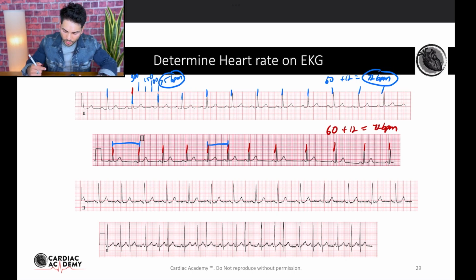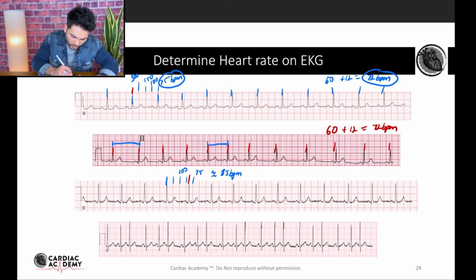Right, great. Let's do the third one. We look at the rhythm, it looks regular, so we can use either or both methods. So let's do the first one. We look for a QRS that kind of falls in a big line right here. We count 300, 150, 100, and 75. It kind of falls in between. So it's between 100 here and 75. So we could just estimate approximately 85 beats per minute. We can also just count the number of boxes, and we said there are 3.5, and you divide 300 by 3.5. Okay?